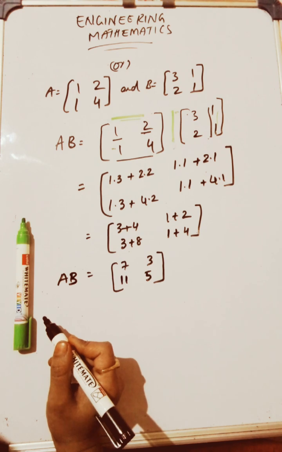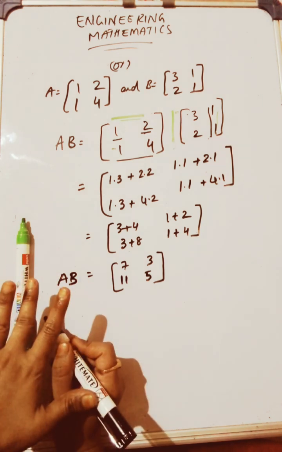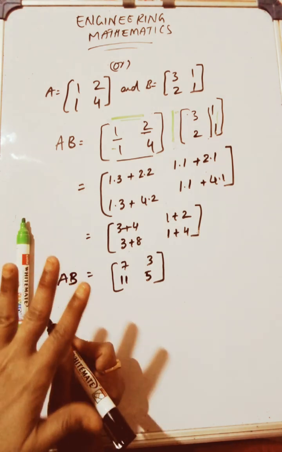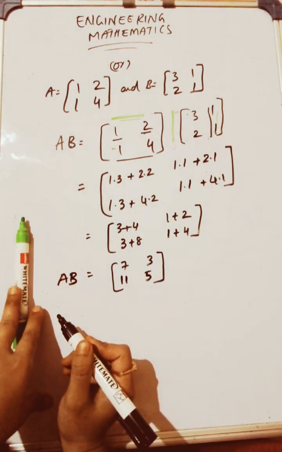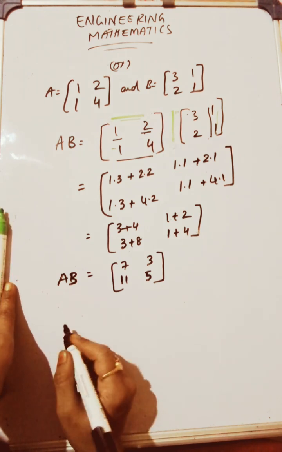Now what do we have to find? We have to find the inverse of this matrix, whether it exists or not, okay. Now consider the matrix AB.